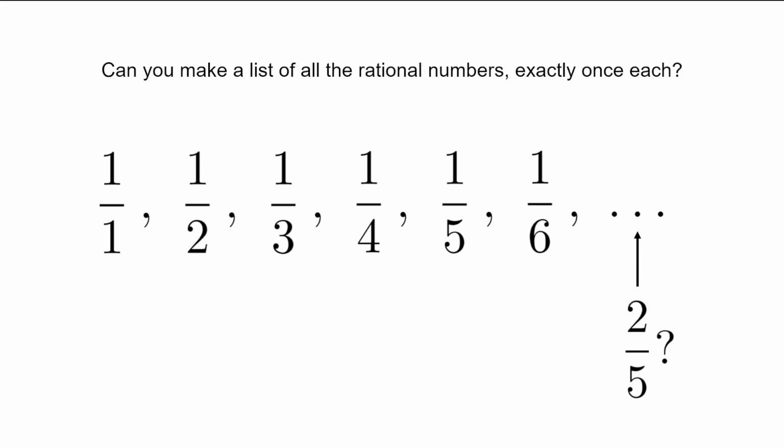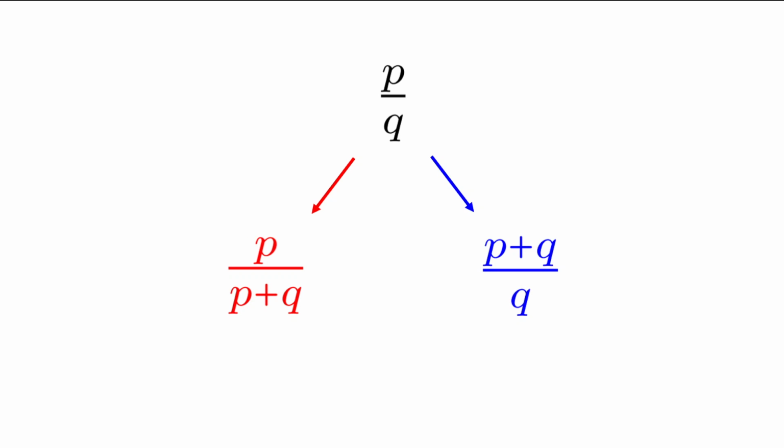Let's put this puzzle aside for a minute, because I have something related to show you. We'll start with a fraction p over q, where p and q are positive integers. There are two simple operations we can perform on this fraction to get new fractions. We could add the numerator to the denominator, or we could add the denominator to the numerator. These operations will be important, and I'll call them the left rule and the right rule.